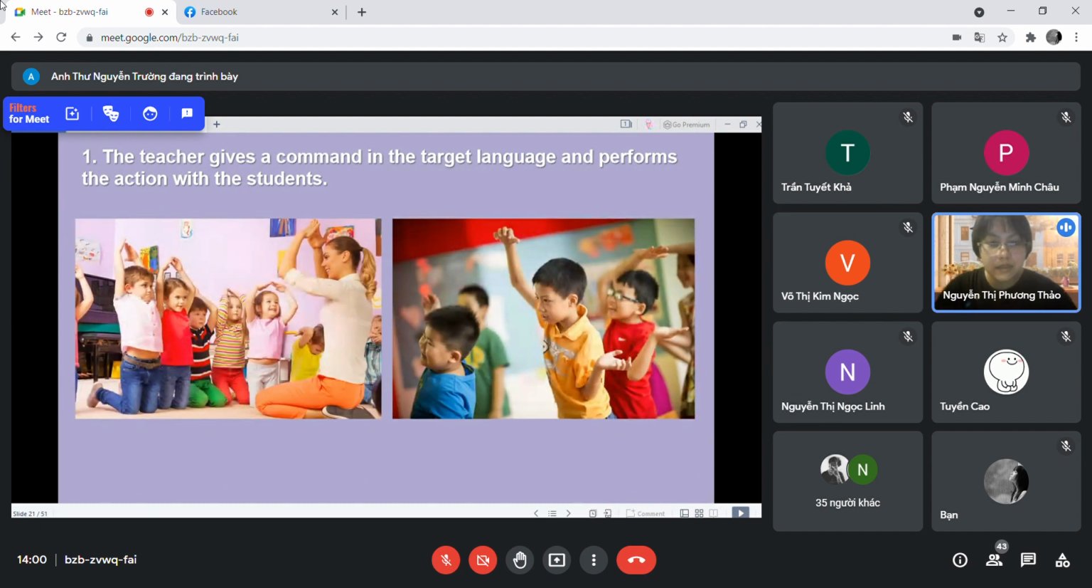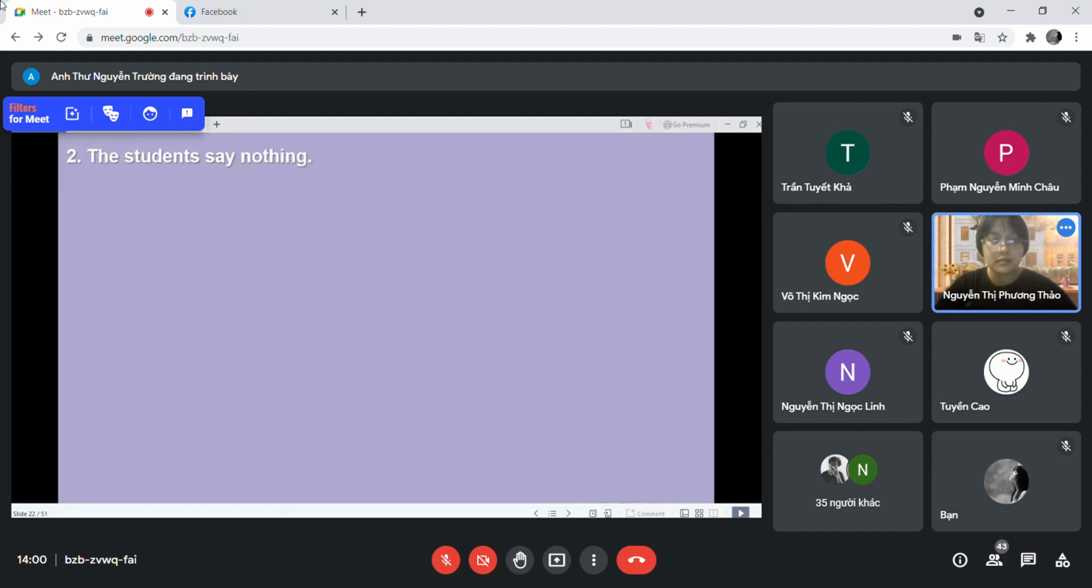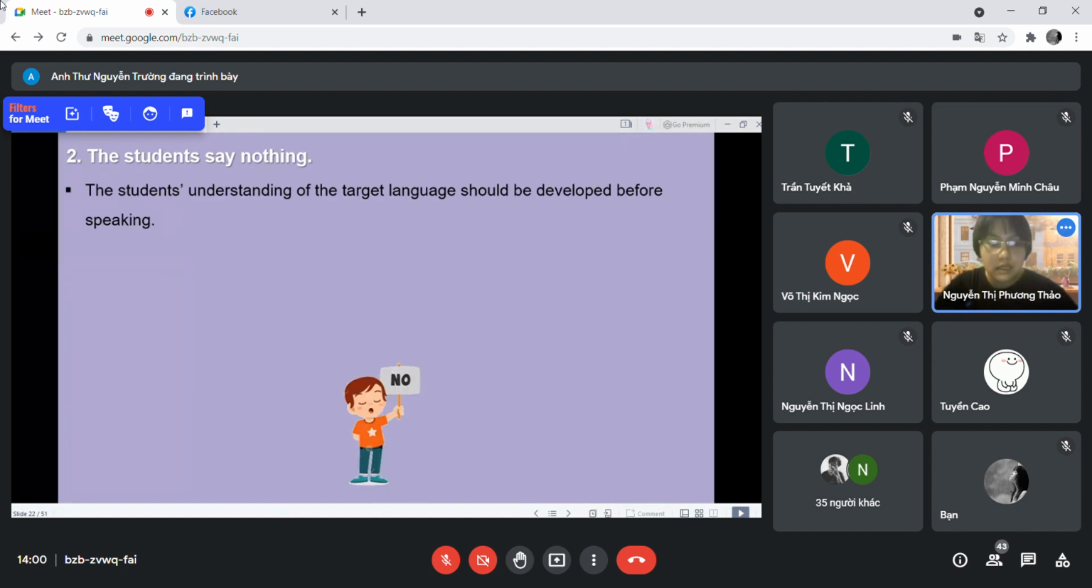Now have a look at the picture. The teacher is using body language to demonstrate how to sit down, and later when mentioned, maybe the student memorizes what the teacher did. Okay. And the second observation is the students say nothing. The principle is the students' understanding of the target language should be developed before speaking. Yes, students say nothing, just imitating, copying the way the teacher acts out.